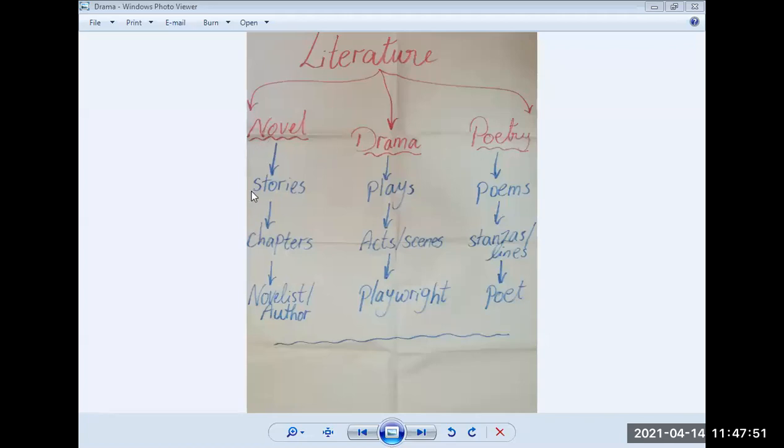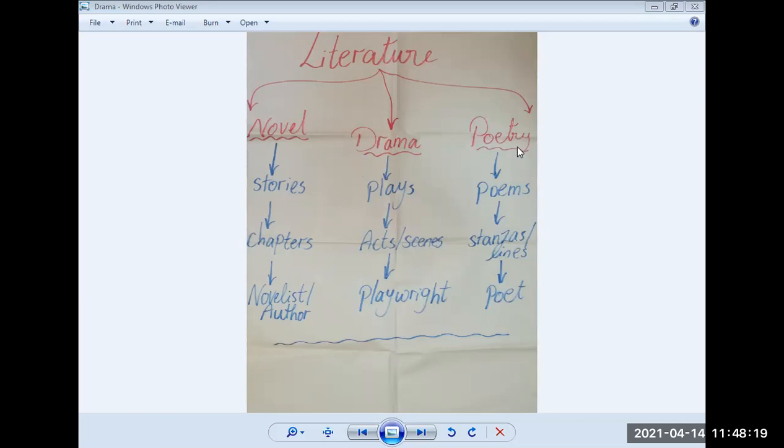Novel is the art of writing stories, which are divided into chapters, and the person who writes a novel is called a novelist or an author. However, drama is the art of writing plays, and the plays are divided into acts and the acts into scenes. The person who writes a play is called the playwright.